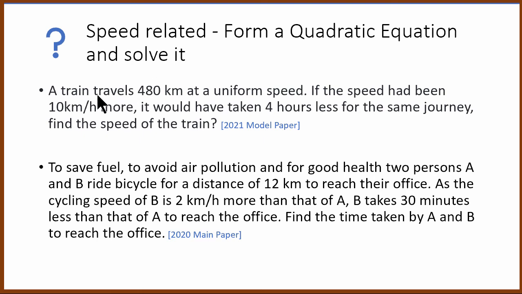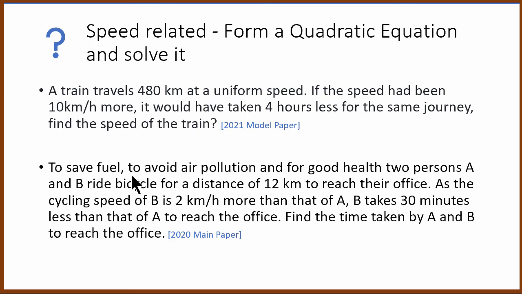What does that mean? Take this example. A train travels 480 kilometers at a uniform speed. If the speed had been 10 kilometers more, it would have taken 4 hours less. Find the speed of the train. So you have to form an equation and solve it. We'll see what kind of equation to form.